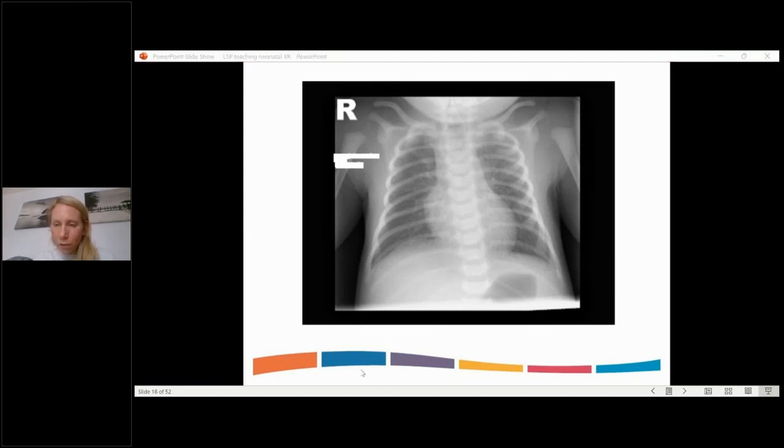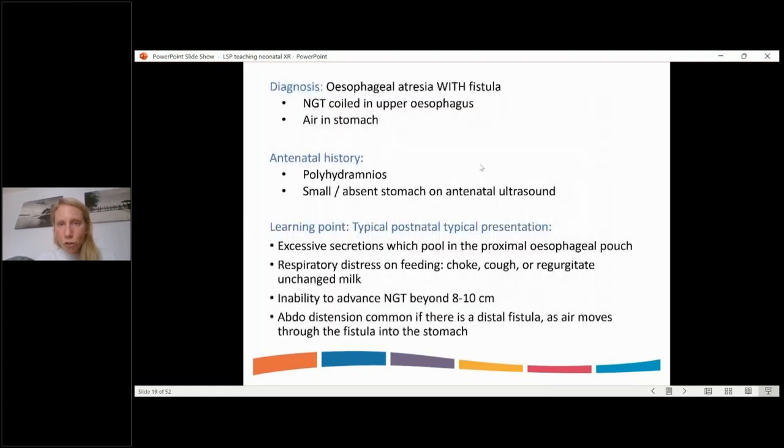Yeah, we've got polyhydramnios. And so what are you going to do with this baby on the postnatal ward that you've now got that X-ray of? Yeah, we're going to admit to NICU. And then just think about all the standard things you do for essentially a surgical baby that you can't feed. So you're going to have to put them nil by mouth, IV fluids and IV antibiotics. And you need to examine them closely. So it's atresia with a fistula because you've got air in the stomach.